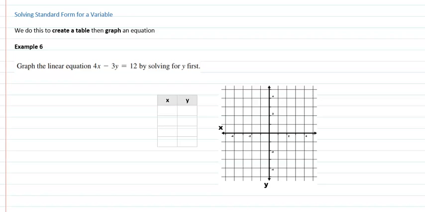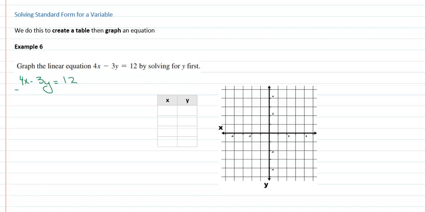Okay, we kind of already saw this because I had it in an example, but we're going to solve standard form for a variable so that we can create a table and then graph an equation. It makes it much easier to graph it if you put it in what we call slope-intercept form, which you'll learn later. But so this is 4x minus 3y equals 12. And we are going to solve for y first. So they're asking us to graph it by solving for y first.